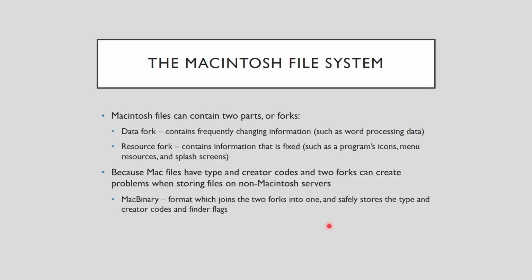Now, because Macs have type and creator codes and two forks, this can create problems when storing files on non-Macintosh servers. We have the Mac binary format, which joins the two forks into one, and safely stores the type and creator codes and finder flags.